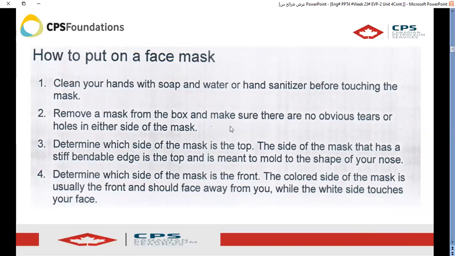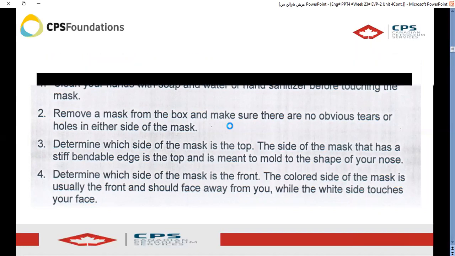If you wash with soap and water, you have to spend about 1 minute washing. Rubbing with an alcohol-based sanitizer takes only about 30 seconds. You have to make sure that you know how to place the face mask on your face. The solid part is always the top part, and the colored side of the face mask should be outside, which is usually blue. The white one is the one facing your face or touching your face.